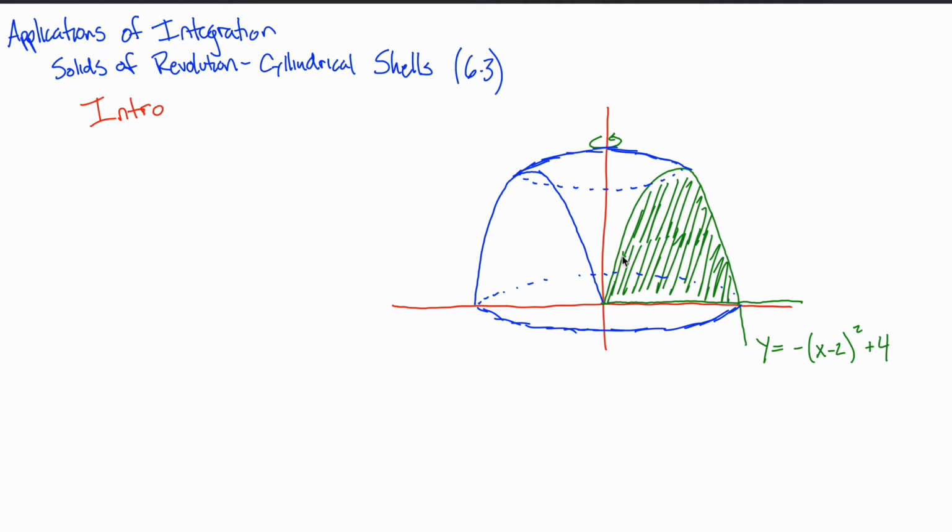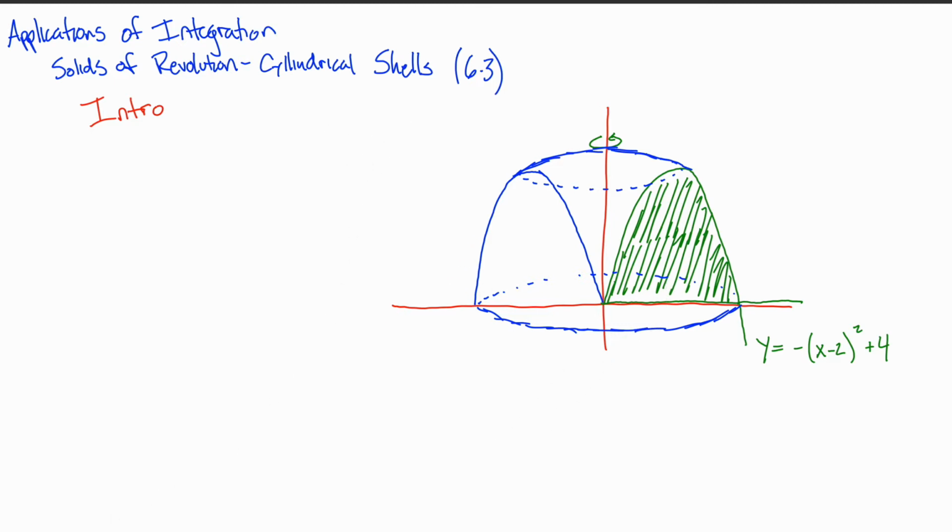The issue is both this point and this point are determined by this same curve. So it would be really challenging, if I had a given y value, to figure out what the inner radius is and what the outer radius is, because they both come from this same equation right here. But fortunately, there's a different method you can use. Instead of thinking about this as infinitely many washers, you can think about it as infinitely many cylindrical shells.